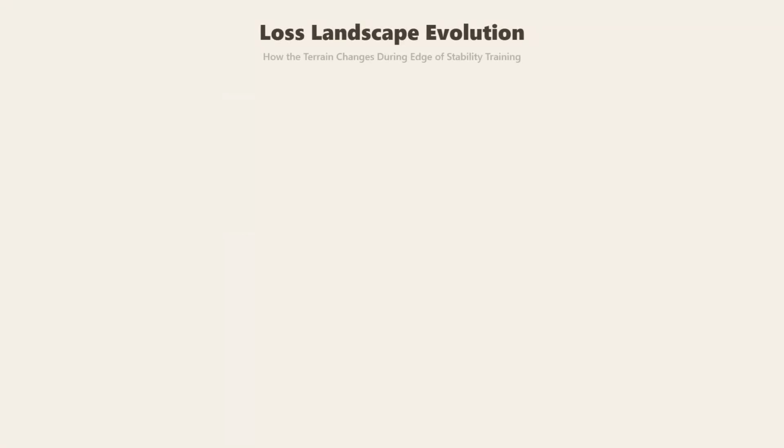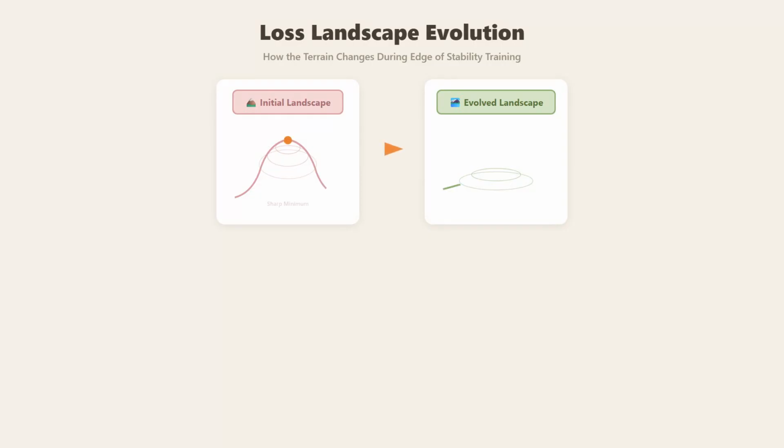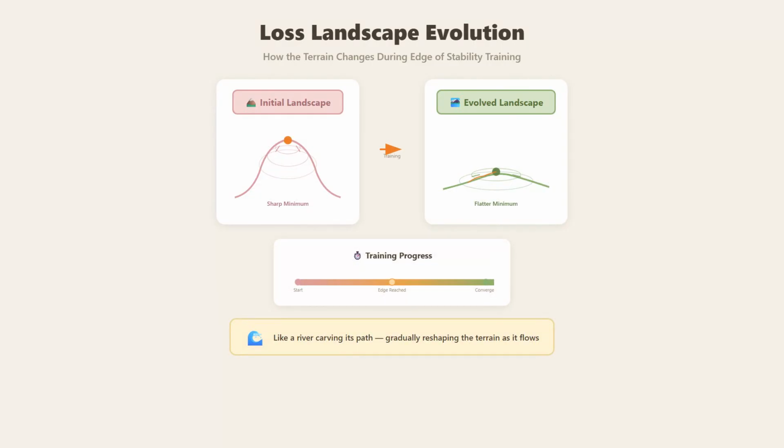Here's another fascinating aspect of edge of stability training. The loss landscape itself evolves during training. When training begins, the network might be sitting in or near sharp regions of the loss landscape. But as edge of stability dynamics take over, something remarkable happens. The regions the optimizer travels through start to become flatter. It's like a river carving its path through rock. The water doesn't just pass through the terrain unchanged, it gradually reshapes the landscape as it flows.